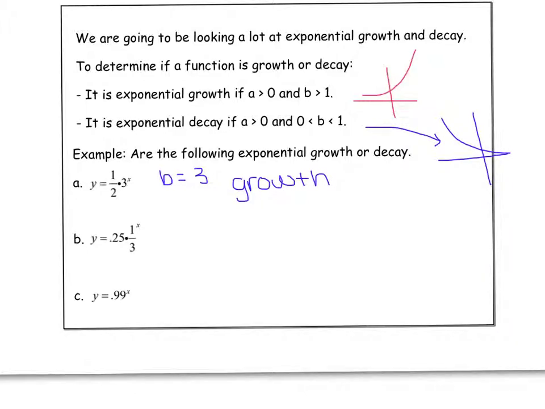In part B, b is 1/3. That means you're going to have an exponential decay equation. And then in part C, b is 0.99. So again, you'll have an exponential decay equation.